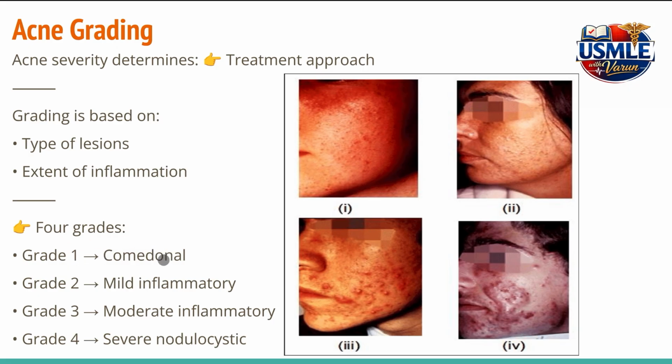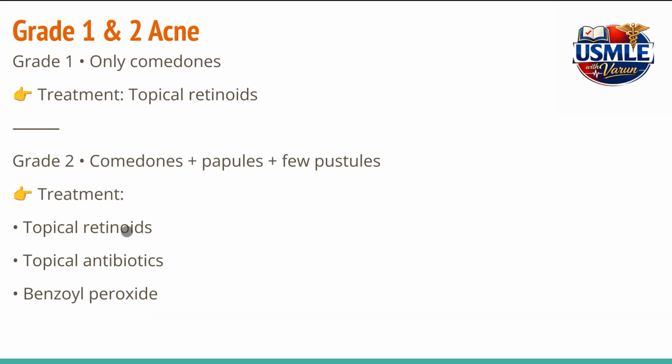Grade one is purely comedonal, just blackheads and whiteheads. There is no kind of inflammation. Grade two produces inflammation. Now we start seeing small red bumps and a few pustules on the skin. Grade 3 is more intense, and moderate inflammation is seen with multiple papules and pustules, whereas grade 4 is severe disease with nodules and cysts which go deep into the skin and can lead to permanent scarring. So as the severity increases, the treatment becomes more aggressive and more systemic.